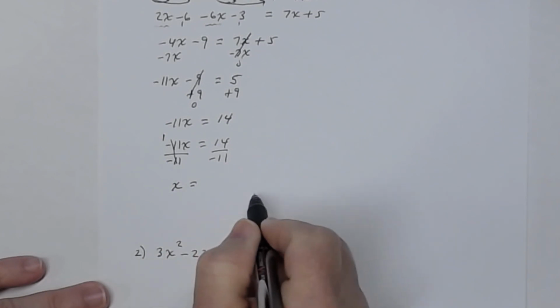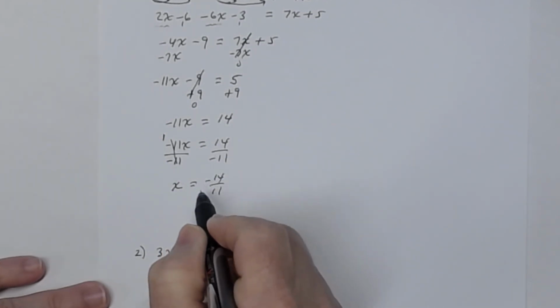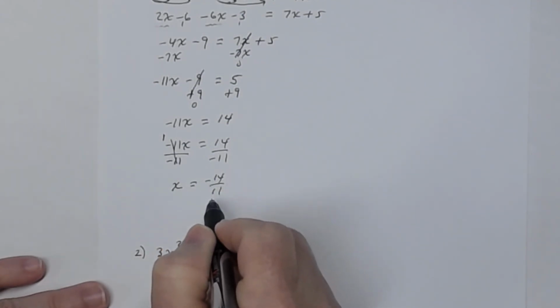And that's going to equal negative 14 elevenths. And then reduce if you can. I cannot reduce here. And it's okay to leave it as an improper fraction.